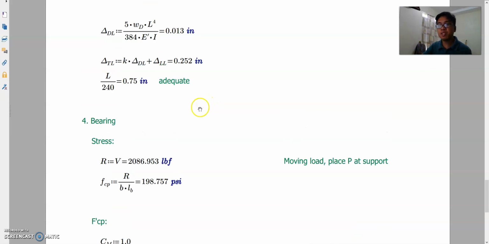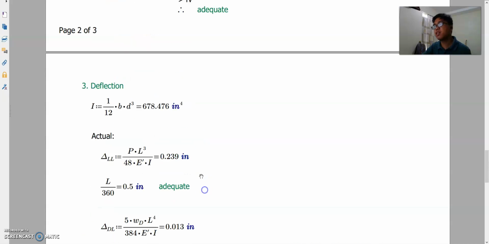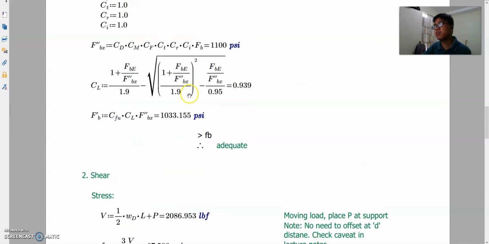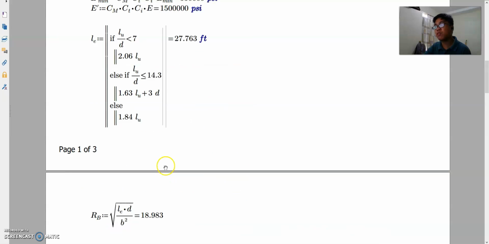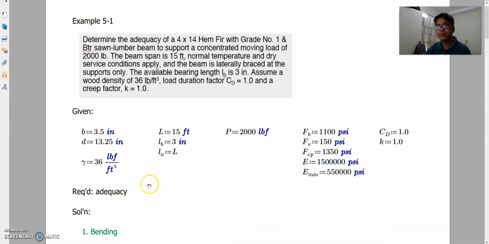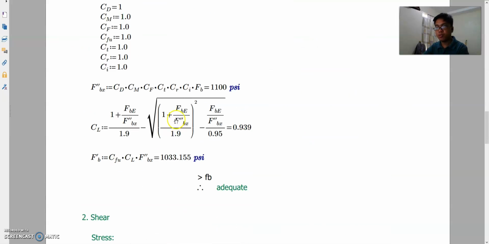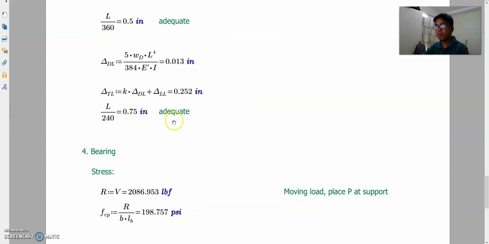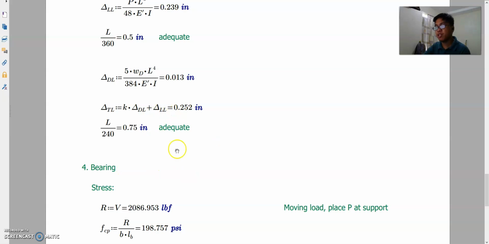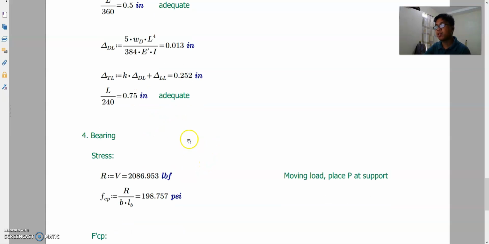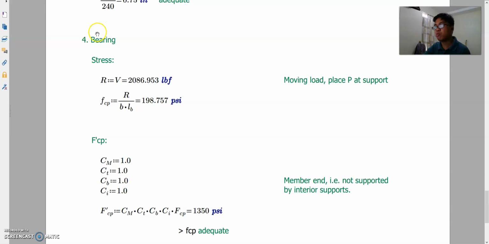Okay? Just a note. We have computed 3 limit states already, but let's say that in one of these limit states you already have an inadequate section. Do you need to proceed to the other limit states for us to know if it is adequate? No need, right? Because only one of these limit states fail. It has already failed. Okay. But in our case, it's still adequate, so we compute for the last limit state, bearing.